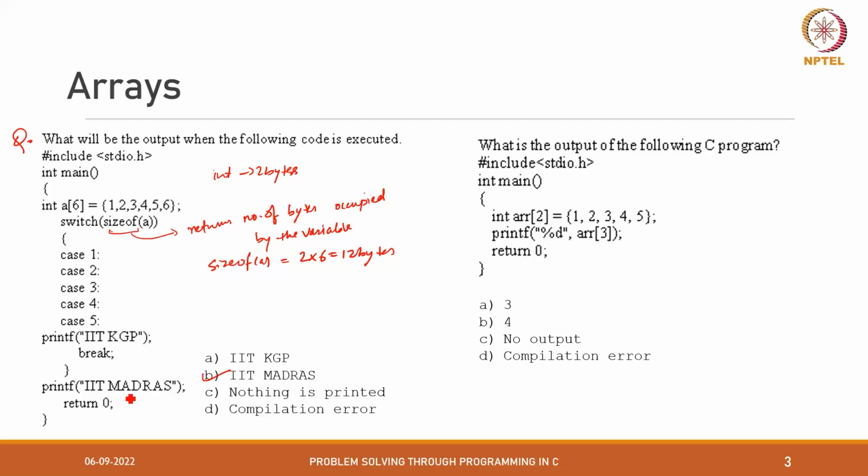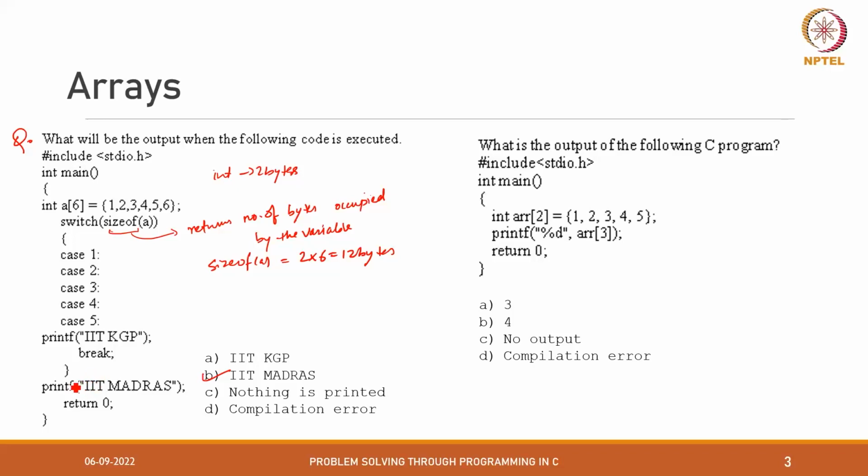This IIT Madras here is kind of similar to the default statement, but not exactly. Say you had a case which was matching, let us assume it was matching with case 4. Then in case 4 it would have fallen through and printed IIT KGP, and IIT Madras, which here is outside the switch, would still have been printed.